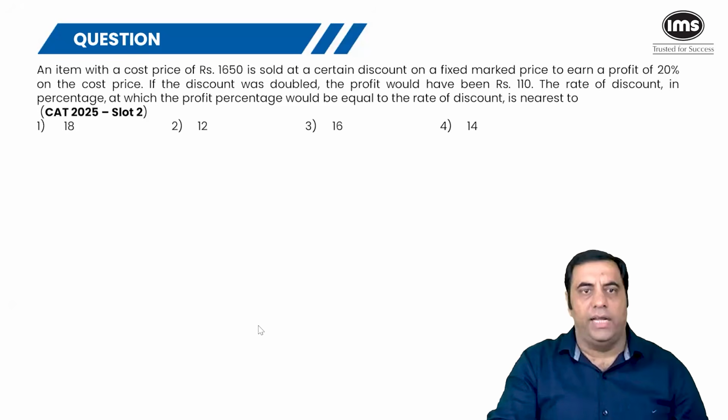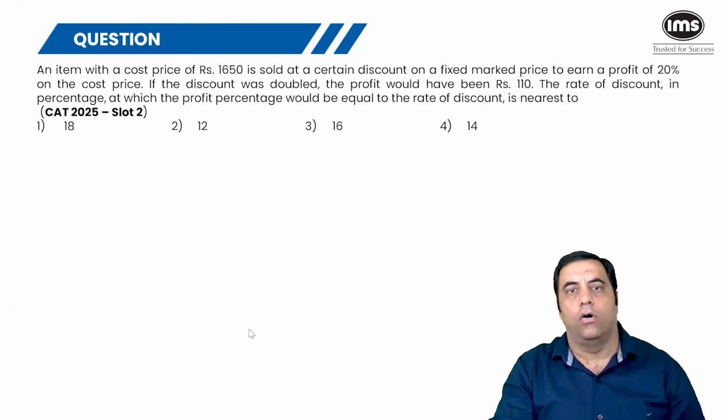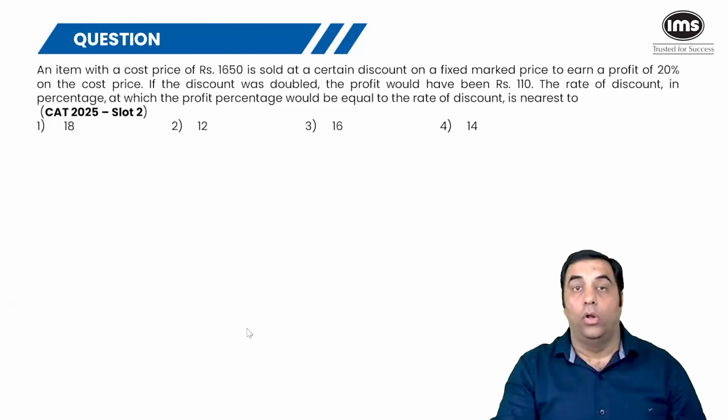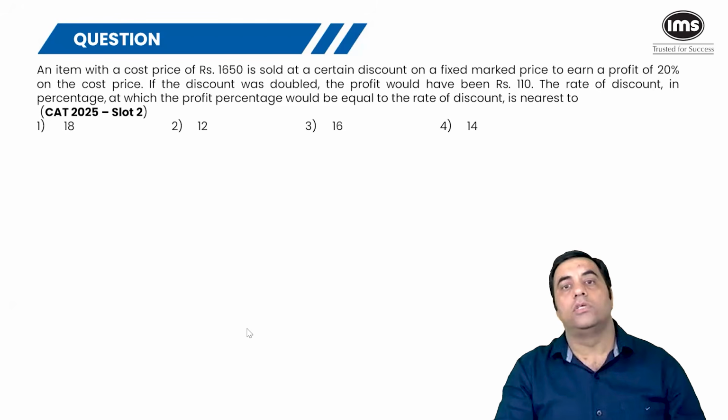Let's read the question. It says an item with a cost price of 1650 is sold at a certain discount on the fixed mark price to earn a profit of 20%. So the cost price is given, the fixed mark price, and a profit of 20% on the cost price. If the discount was doubled, the profit would have been rupees 110. The rate of discount in percentage at which the profit percentage would be equal to the rate of discount is nearest to.